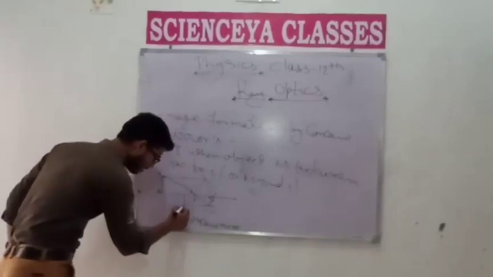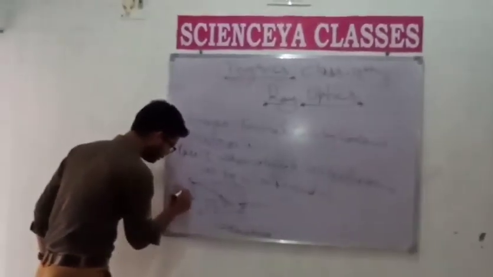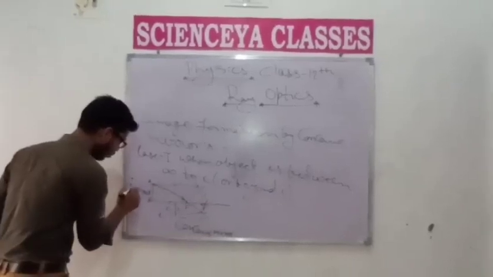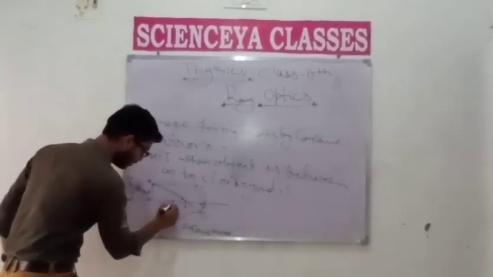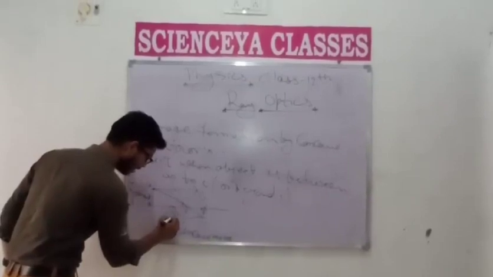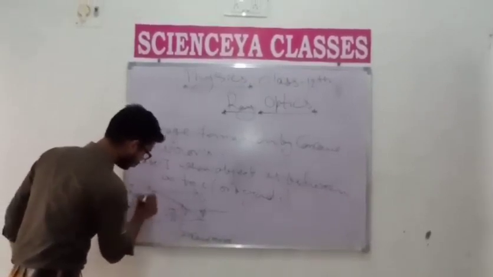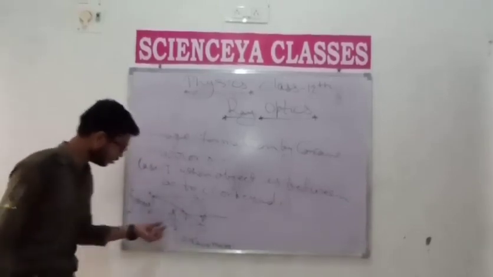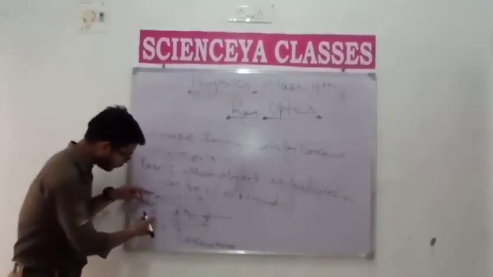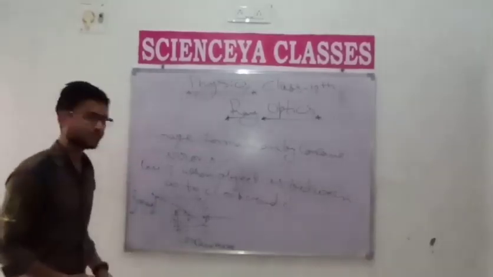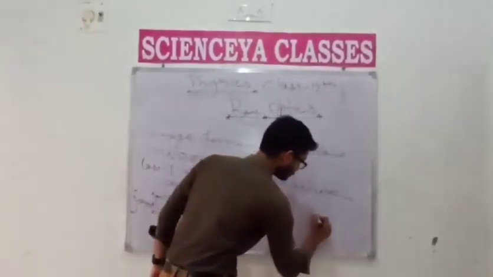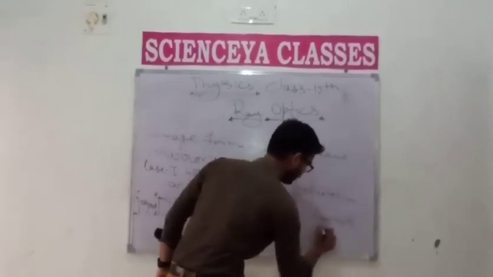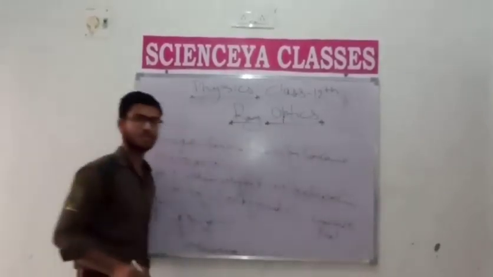So the image of this object, suppose the object height is HO, where O refers to the object, and the image height is HI, where I refers to the image. So students, let us name it A dash B dash. And here you observe that the image is formed inverted, and also real. It is not a virtual image. Okay, students?